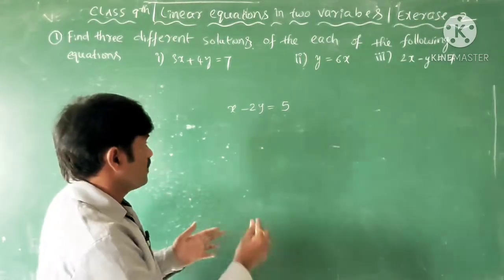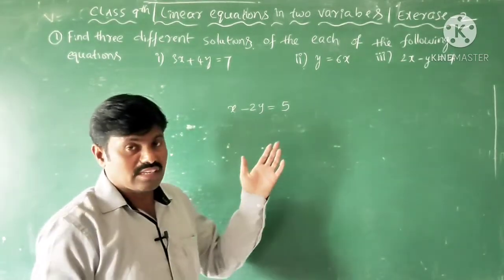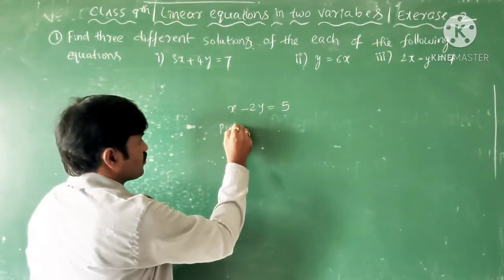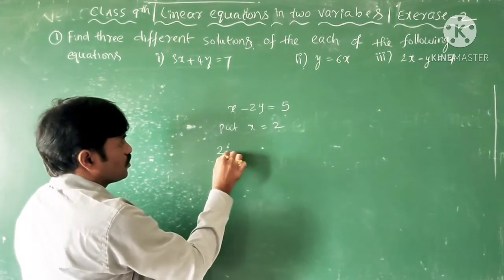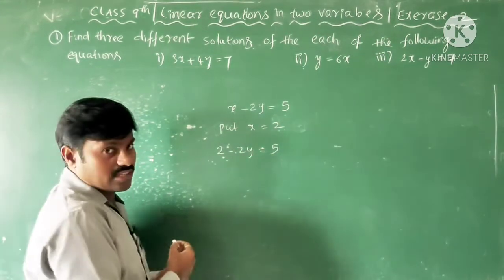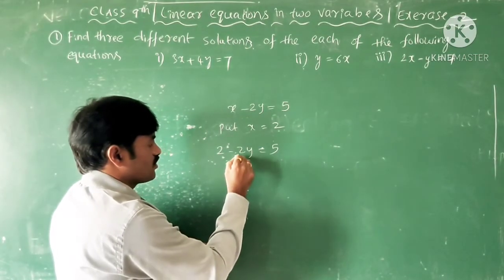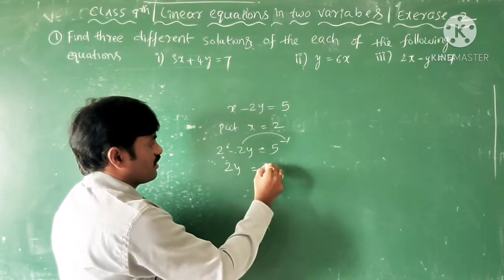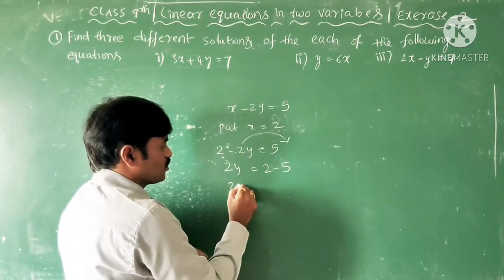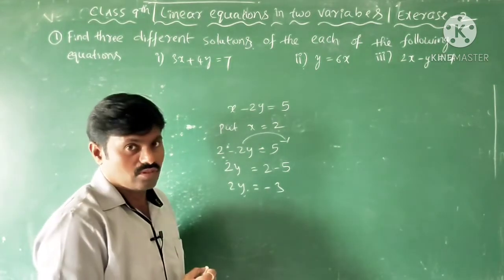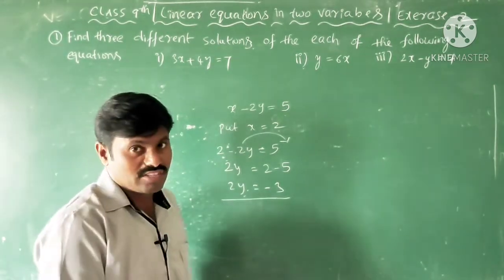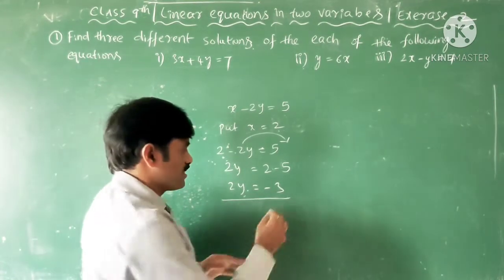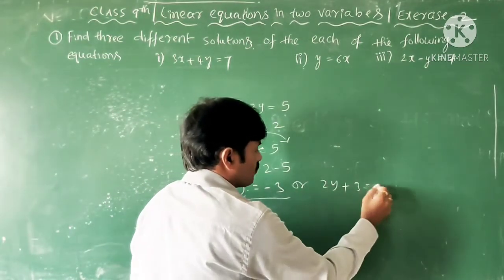So let us discuss. Suppose you think x is equal to 2 is the solution of this equation, then put x is equal to 2 in this equation, then it becomes 2 minus 2y is equal to 5. Is it done? So then if you send minus 2y to the right hand side, it becomes plus 2y, and 5 to the left hand side it becomes 2 minus 5, that is 2y is equal to minus 3. Okay, so again we got a new equation, another equation, 2y is equal to minus 3, or we can write it as 2y plus 3 is equal to 0.